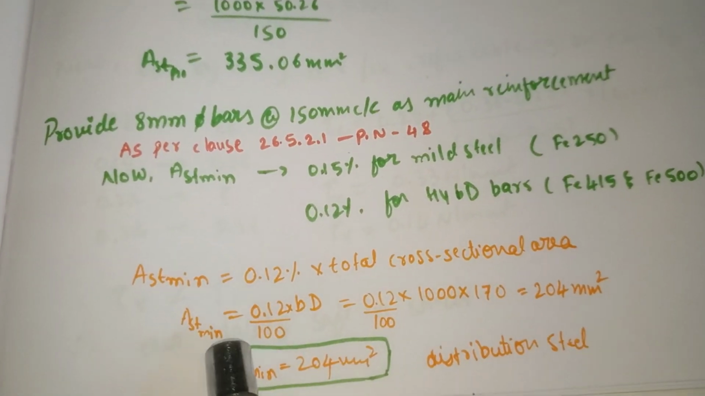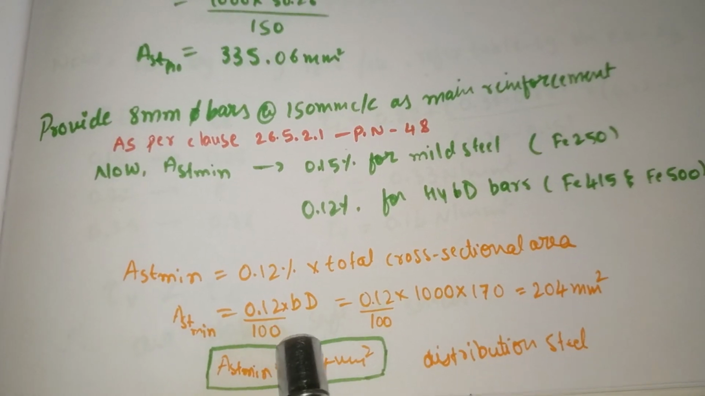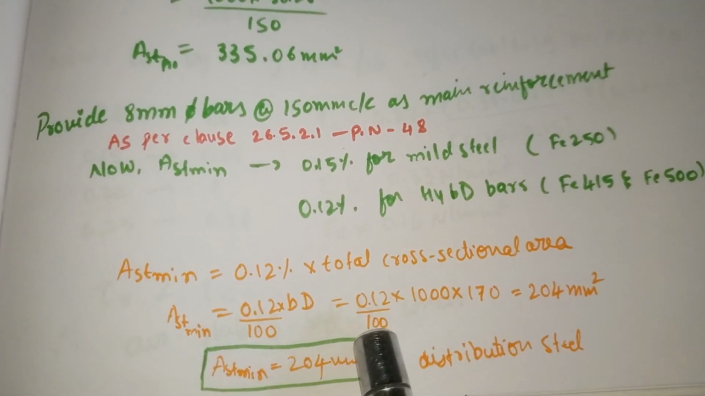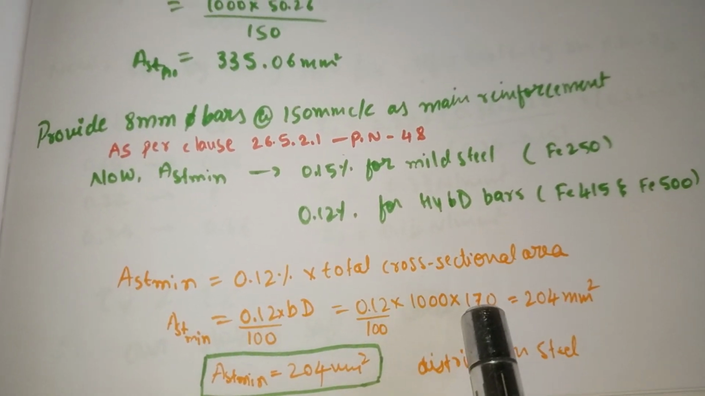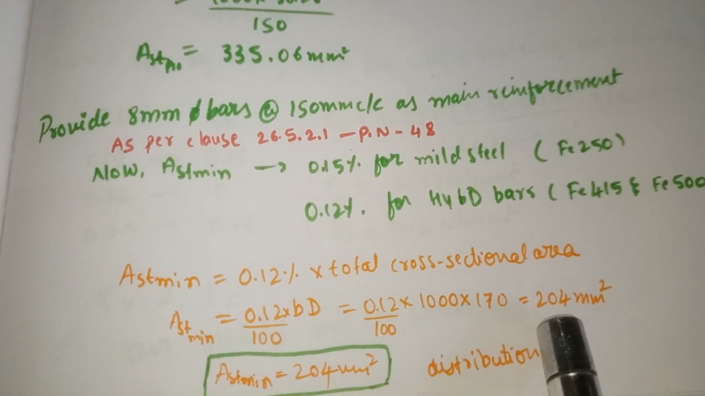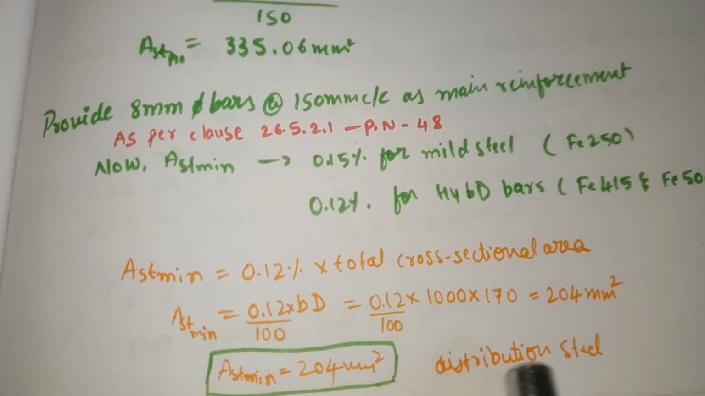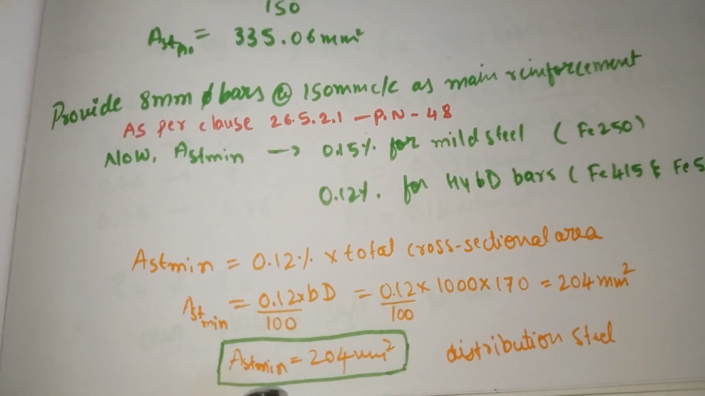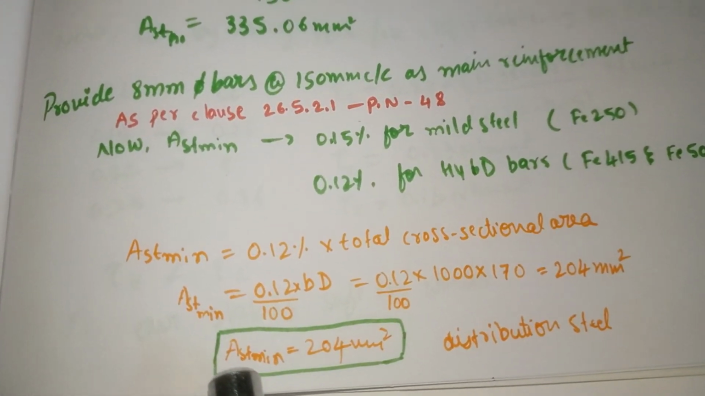So AST minimum is equal to 0.12%, that is 0.12 divided by 100 into B into D. Substitute all the values: 0.12 divided by 100 into B value 1000, D we got as overall depth value 170. After simplifying we'll get AST minimum value as 204 mm square. This is AST minimum, also called distribution steel. This is how we have to calculate AST minimum by applying the code book rule.